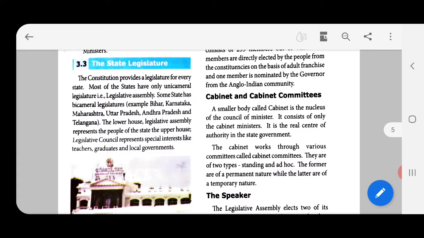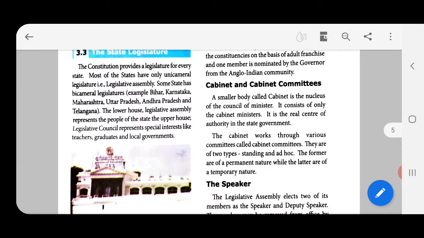So now we move on to the state legislature. The constitution provides a legislature for every state. So that means laws, okay? For every state the constitution provides laws.